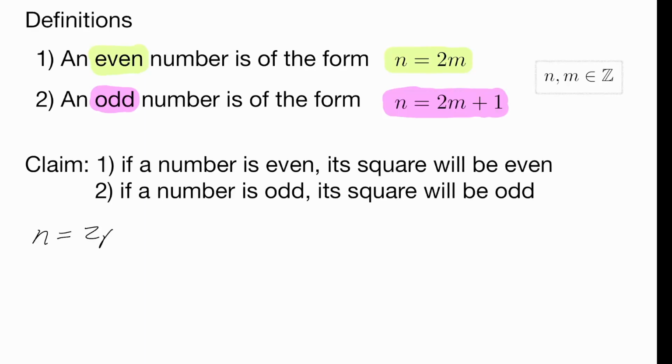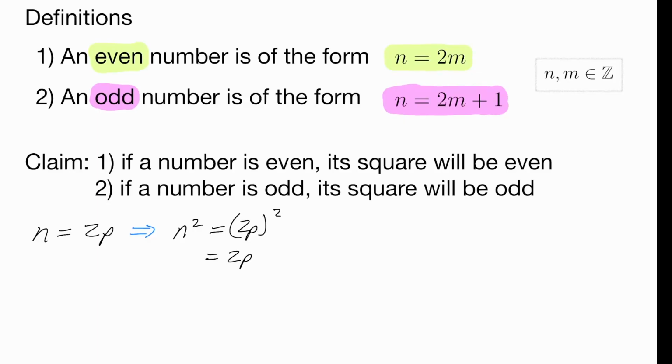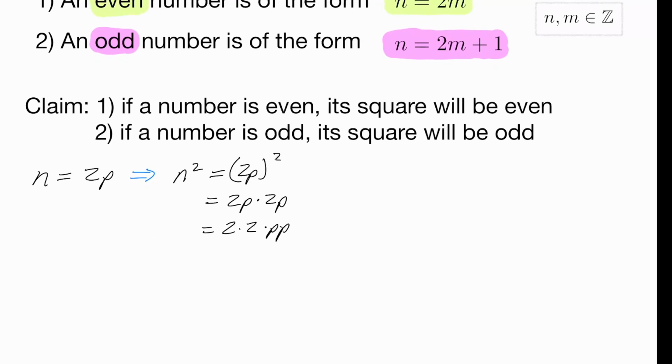n equals 2p, just another letter we can use. Don't be distracted by that. And so what we're going to do, we're going to square both sides here. n squared equals (2p) squared. And just carrying out the algebra of this, (2p) squared is the same as 2p times 2p. We'll just rearrange that a little bit. 2 times 2 times p times p. That is the commutative property. And then we can rewrite this a little more suggestively as 2 times 2 times p times p, right?